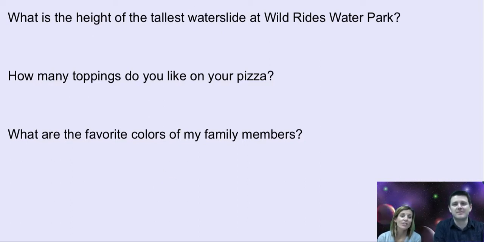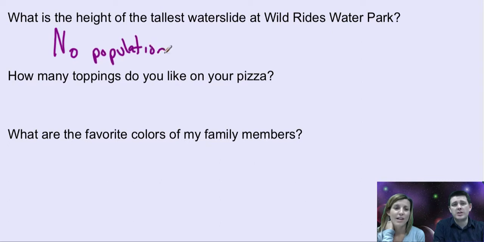What is the height of the tallest water slide at Wild Rides Water Park? That's a mouthful. It is. And the Wild Rides Water Park is pretty specific, but this one I would have to say is going to be a no. Basically, all you're going to do is look at all the water slides. Do we have populations? No, because we don't know who they're asking. They're not asking anyone a question. They're just asking for one specific piece of information. So no population or variability.